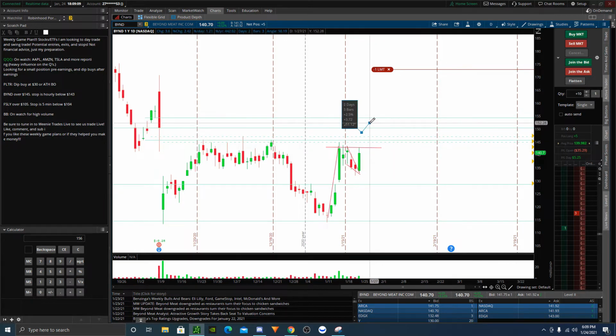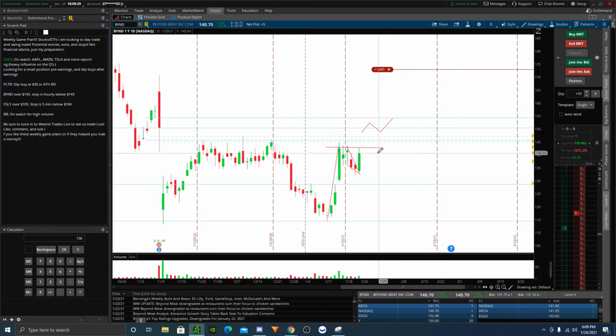But then if we can hold above 150 and prove it as support, I'm going to look for the next move all the way up to 153, 154, 155 on BYND. Be careful with this one. There is a lot of news about downgrades, but I trade off the technicals rather than the news. So the technicals look pretty good for BYND.